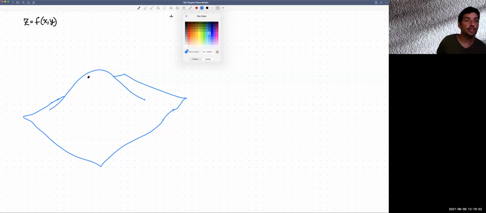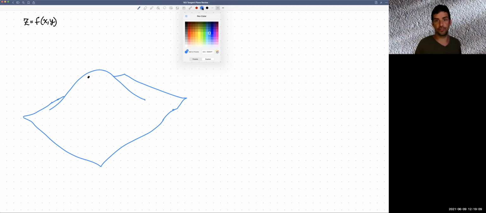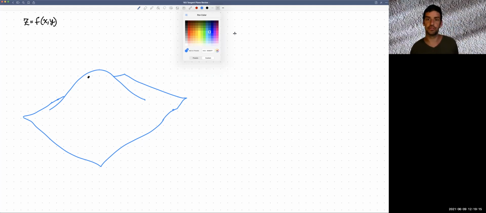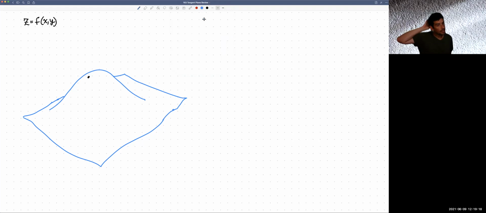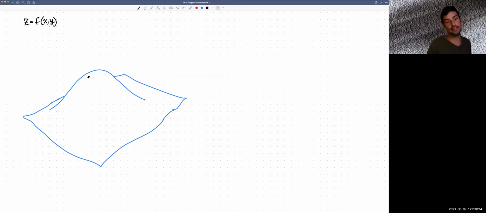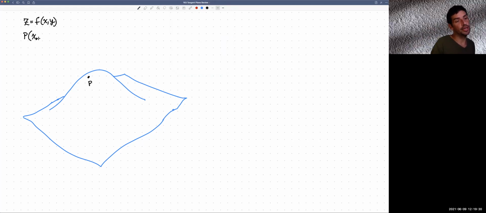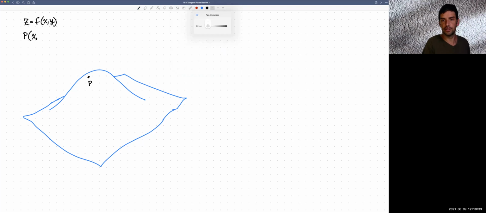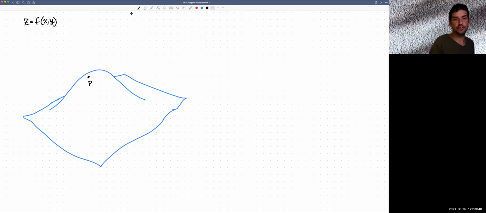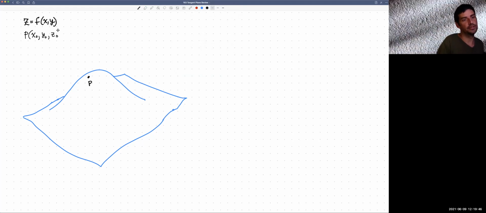So I've started here with a function of two variables, z equals f of x, y, and I've sketched a surface here. I'm not drawing axes in, right? This just is somewhere in our three-dimensional coordinate system, and I've put a point in there where we're going to create our tangent plane. So I'm going to give this point a name. I'll call it P. P is just going to be x naught, y naught, z naught.